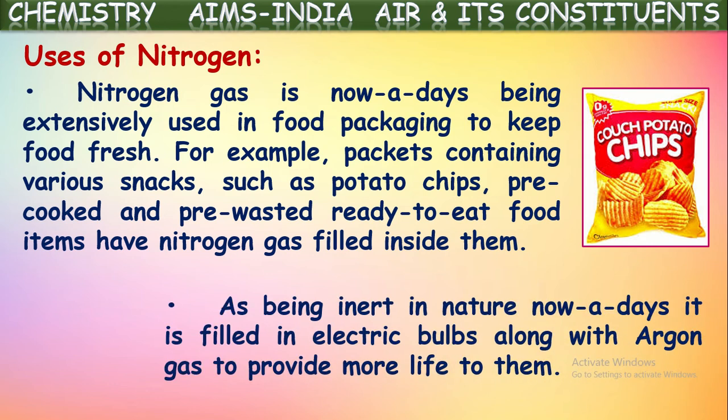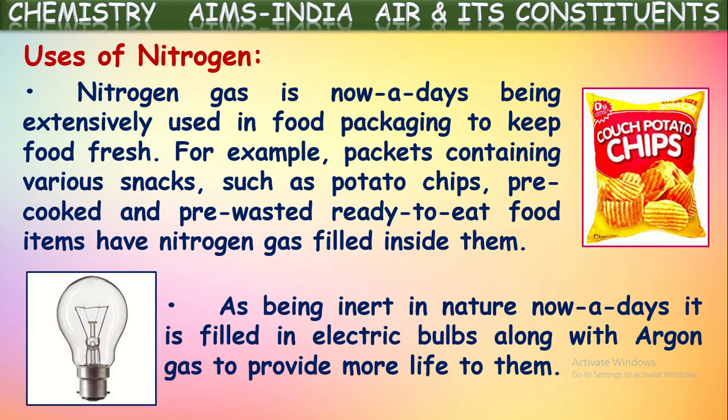Being inert in nature, nowadays it is filled in electrical bulbs along with argon gas to provide more life to them. You know, electrical bulbs contain a filament which is made up of one of the metals called tungsten. So when we plug in this electrical bulb and switch on, the electricity will pass and will be converted into light energy, isn't it? In that way the bulb will glow. So if normal air, containing oxygen and water vapor, is filled in this, it may react with this tungsten and may be spoiled in a few days itself.